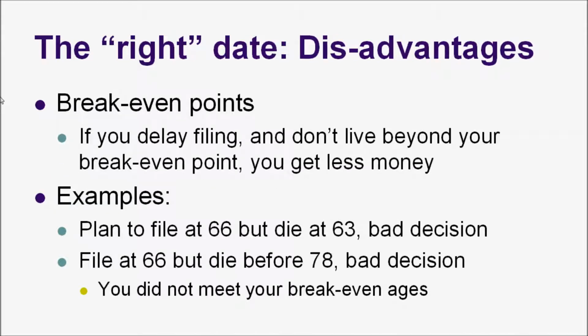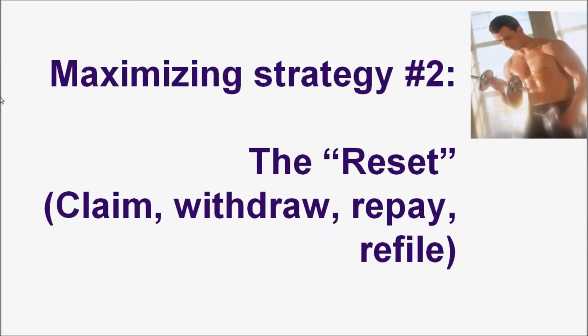Okay, what are the disadvantages? If you delay filing and you don't live beyond your break-even point, you've lost money. In other words, let's suppose that you say, I'm going to wait till I'm 70, and you leave this earth at 65. Well, it didn't do you any good. So, in general, for example, I give you two examples. If you plan to file at 66 but die at 63, it was a bad decision. But if you file at 65 and you die before 78, which is your break-even point, it's a bad decision too. So you have to meet your break-even ages in order to file early.